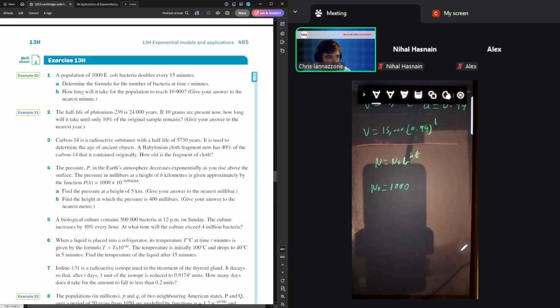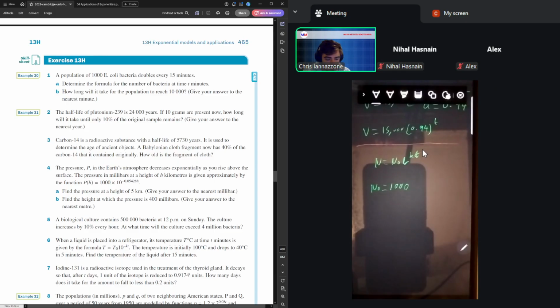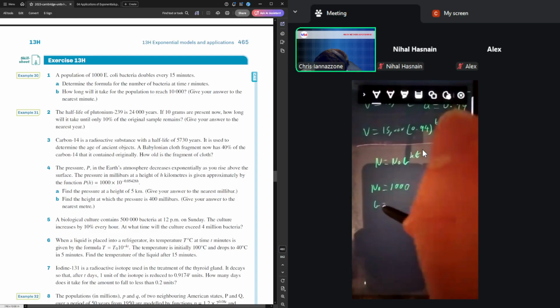So this one says we have a population of 1,000 E. coli. It doubles every 15 minutes. There is a keyword in there, doubles, that's going to refer to the growth rate. Because it's doubling, we're going to choose our base of 2. If it was tripling, we would choose a base of 3, quadrupling 4, so on and so forth. Base b is going to be 2.